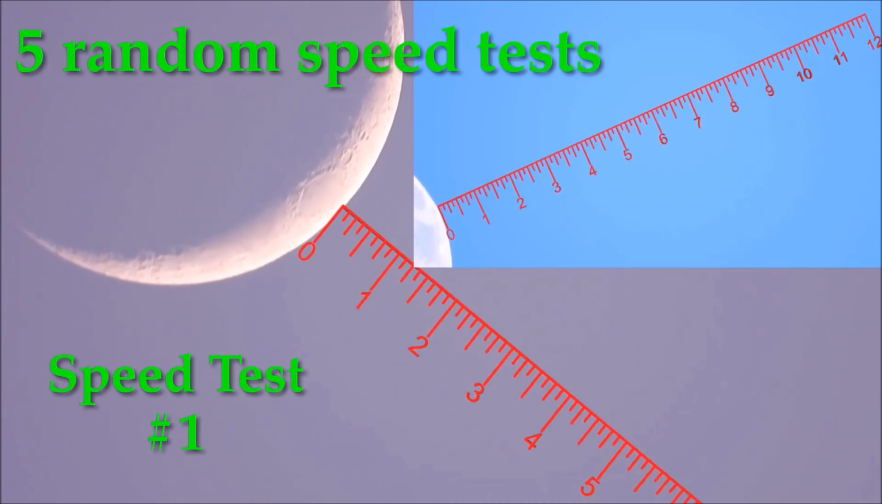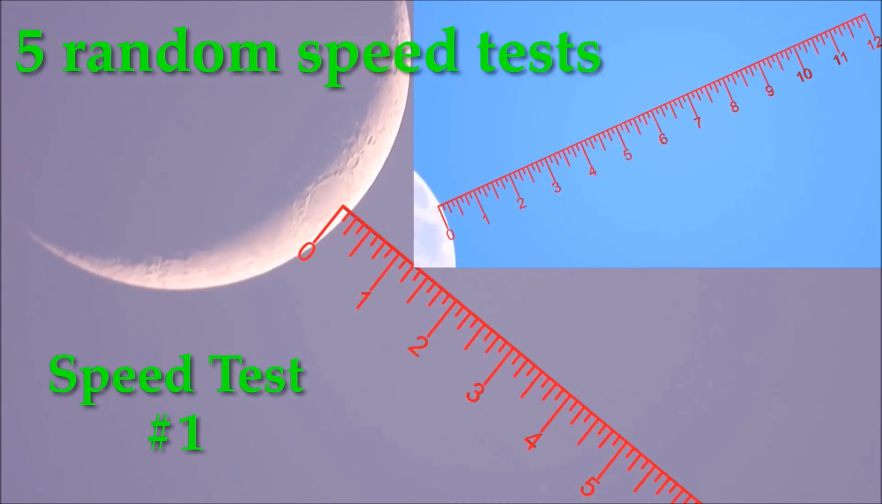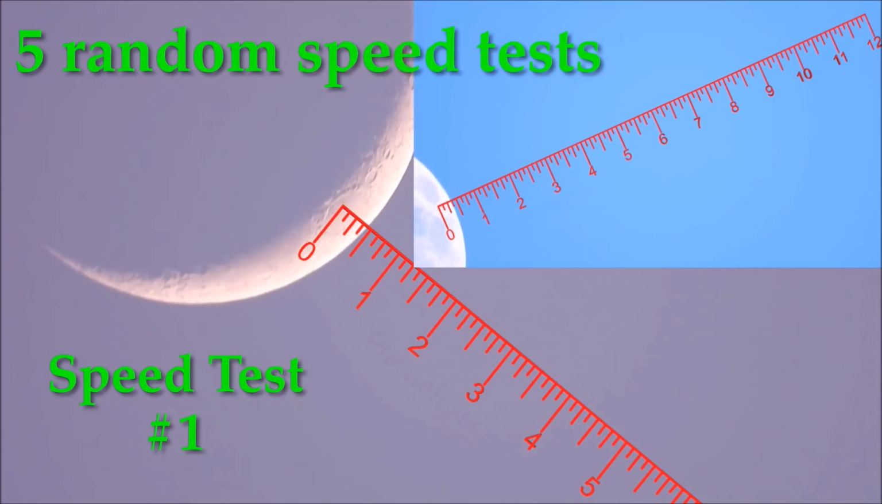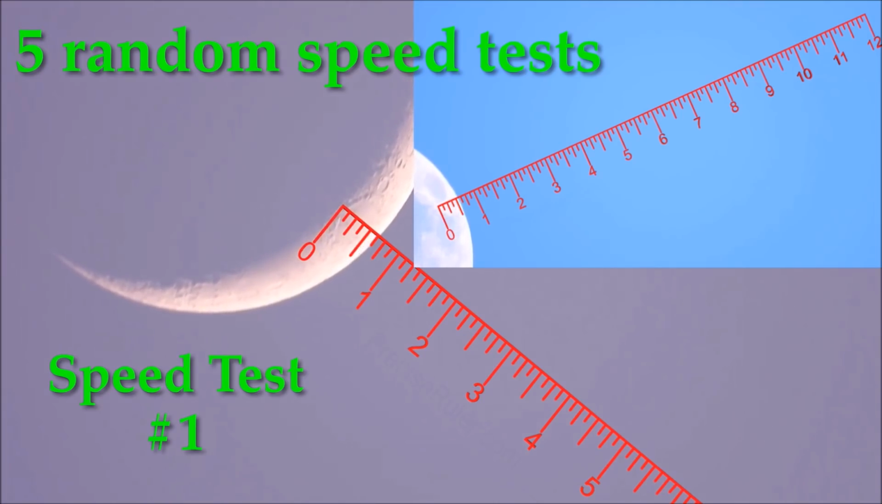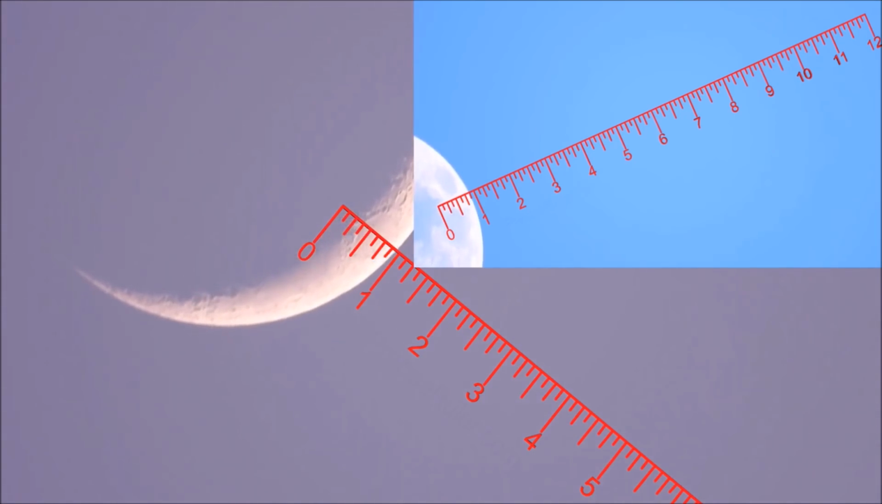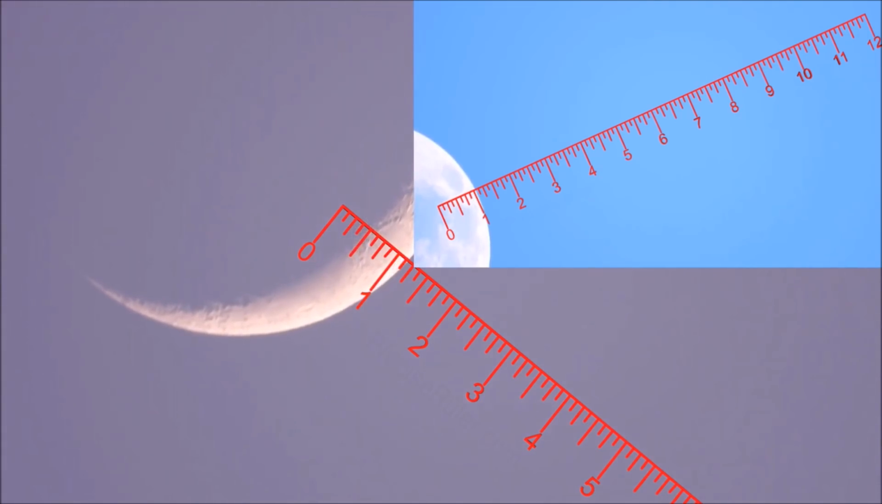Okay, here's my random speed test. I just took random clips out of the videos that I've taken and started the moon right at the beginning on 0 on both of these. And again, these rulers were adjusted side to side horizontally on each screen, so they should be the same size.